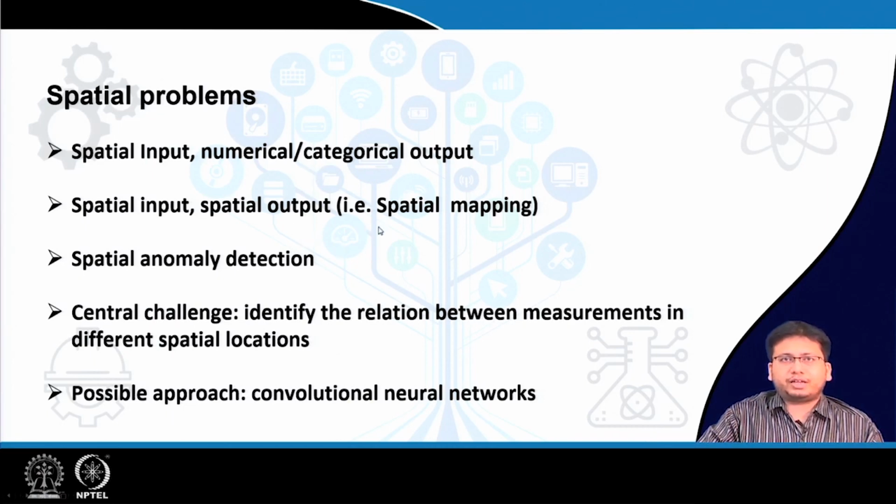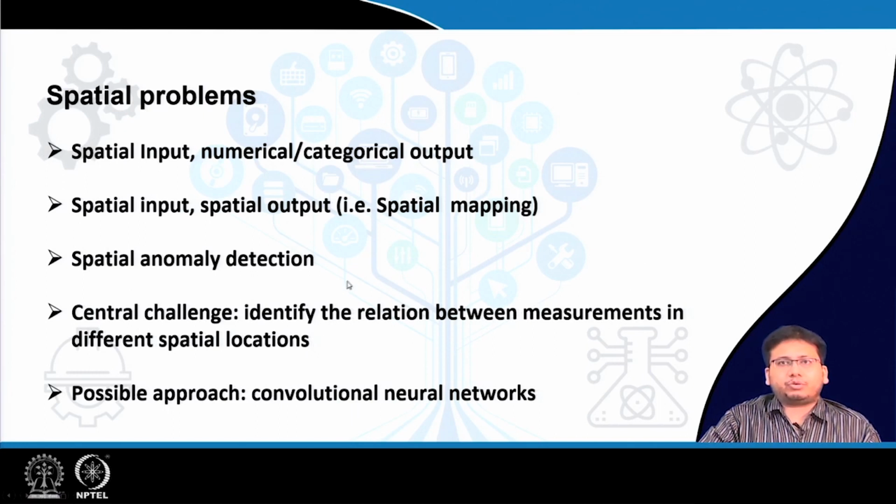So, that we can call a spatial mapping problem, for example, something like image to image translation. An image is a spatial map, and the output is also another image, which is also a spatial map. So, that is an example of a spatial mapping problem. Then there are spatial anomaly detection problems. Suppose I have a spatial map of a particular variable, out of which I want to identify some anomaly events, which are either individual values which are different from their neighbors, or some specific events like droughts and things like that. The central challenge here is to identify the relation between measurements in different spatial locations.